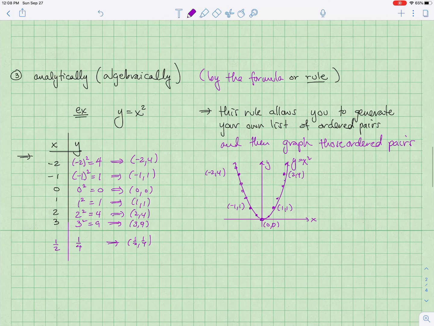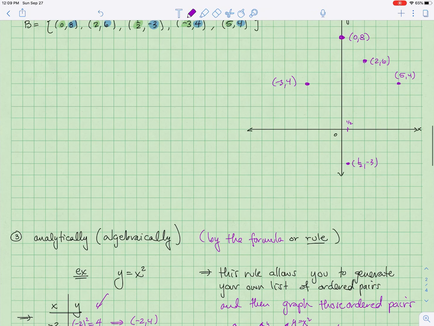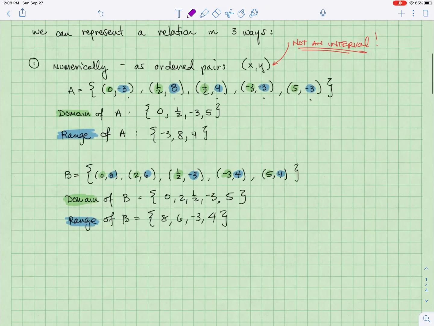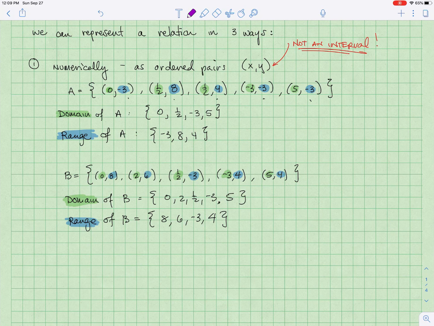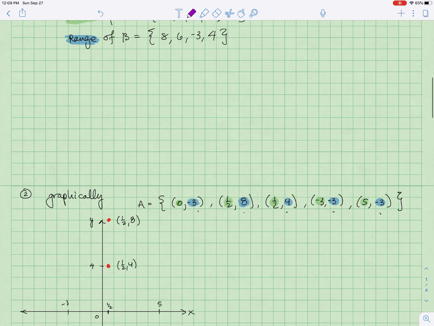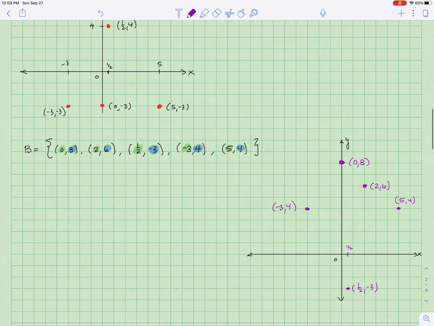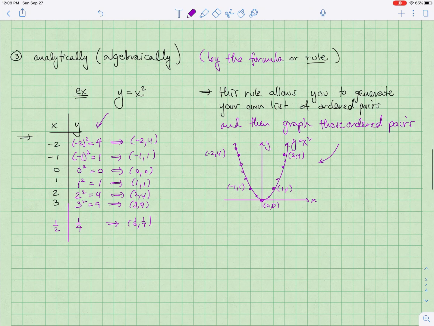There you have it. We have our inputs and our outputs in this table of values here. And we have the graph of that relationship here. Okay. So those are the basics. Again, you can represent the relationship numerically by the ordered pairs. You can represent them graphically by the picture, and you can represent them analytically or algebraically by the formula or the general rule that relates the inputs and outputs.